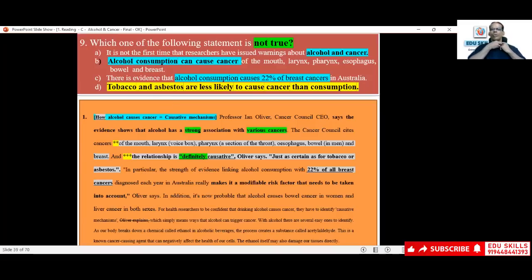It doesn't mean anything actually, there is no proper meaning. There is no syntax, no proper grammatical connection between the words. See, likely to cause cancer than consumption. What is consumption? You cannot say consumption. What does it mean? So tobacco and asbestos is not our focus at all. We are speaking about alcohol. So are less likely to cause cancer than consumption. So immediately you can understand grammatically this is not a proper sentence. So this is going to be the answer. Even otherwise, from the paragraph you can understand this is the answer.